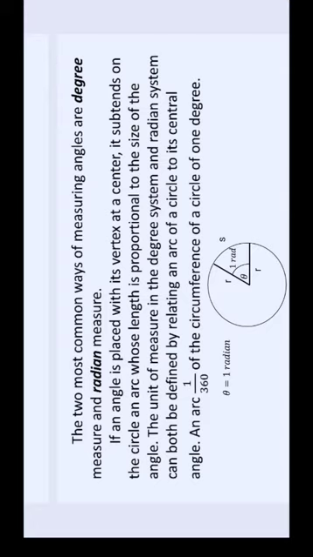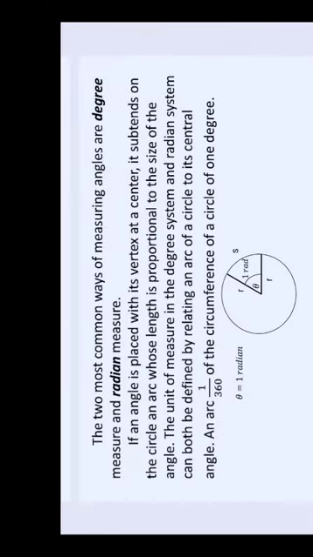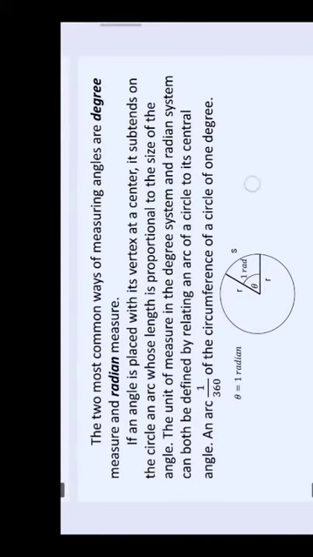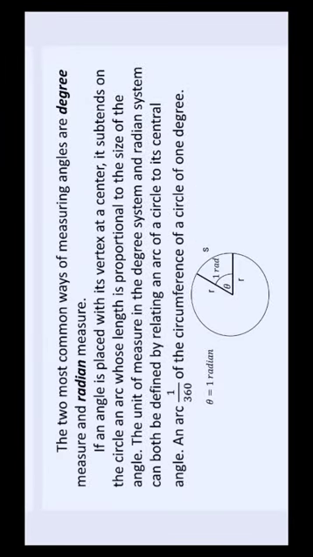If an angle is placed with its vertex at the center, it subtends on the circle an arc whose length is proportional to the size of the angle. The unit of measure in the degree system and radian system can both be defined by relating an arc of an angle to its central angle. So, our 1 degree is 1 over 360 of a revolution. Our theta is equivalent to 1 radian. And 1 radian is equivalent to 57.29 degrees.